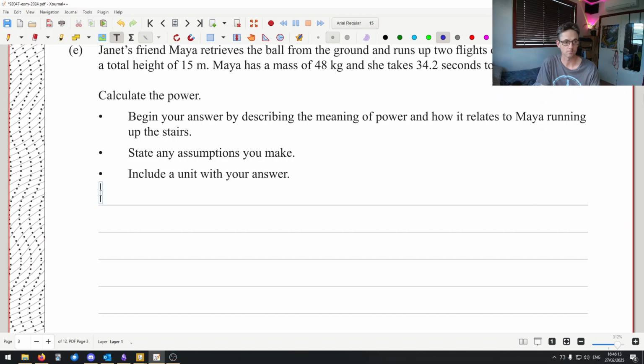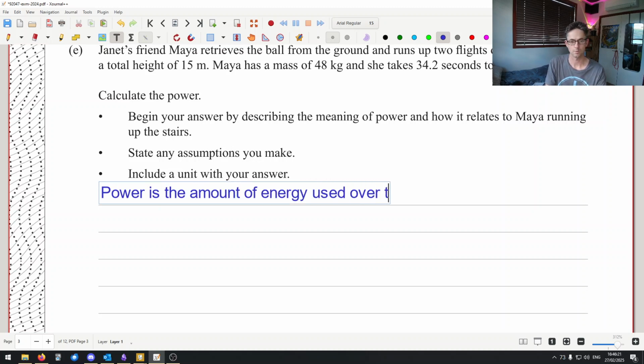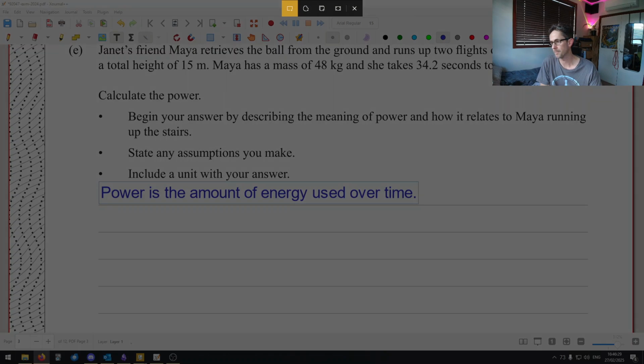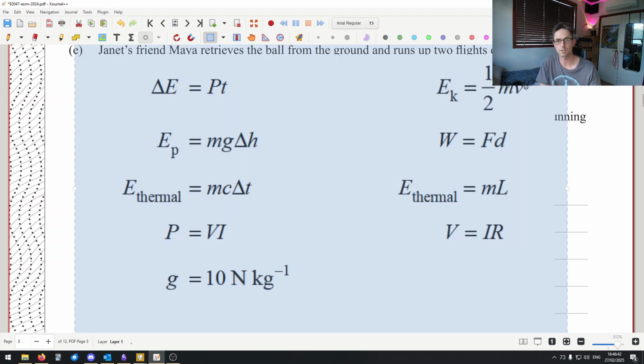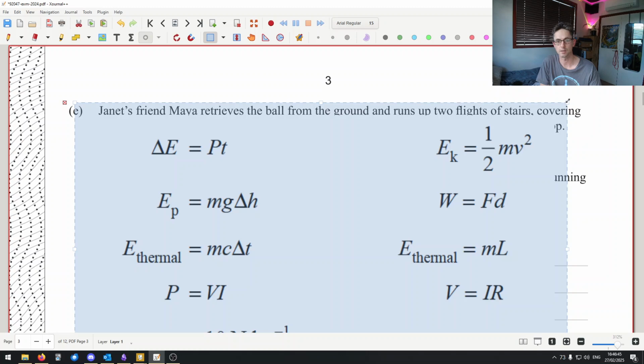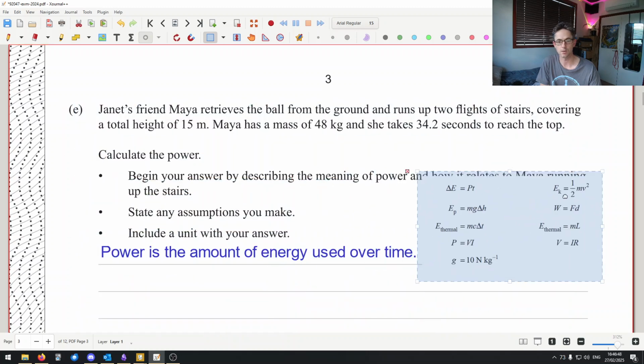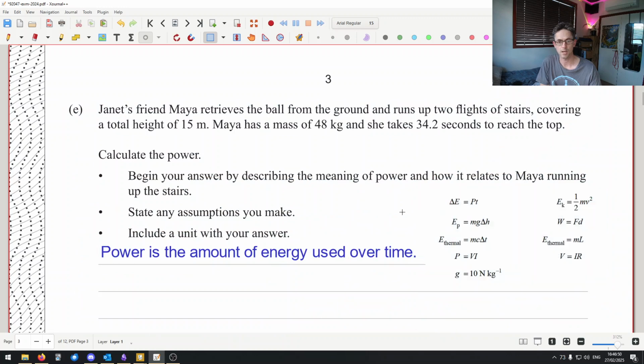So let's describe what power is. Power is the amount of energy used over time. And how did I know that? Well, you can always refer to your equations that you were given in the exam. So when you're doing these physics assessments, and if you do physics later on as well, you want to try and, as much as possible, use the equations to tell you what your definitions are. In this case here, these are the equations you get in your resource sheet. And notice how there's only a couple in here that we'll actually end up using for this question.